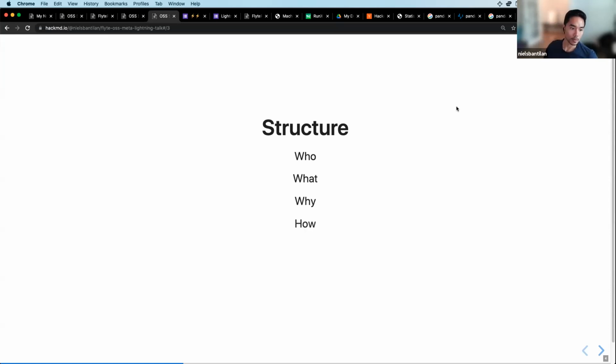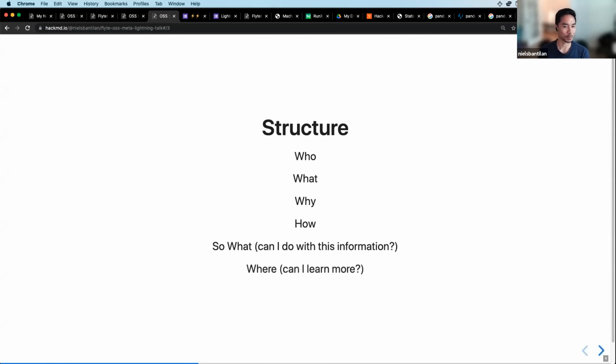Then go into how. If this is, say, a technical talk, this might go into how you did what you did. And the last two are important. The penultimate point here is, so what can I do with this information? This gives the speaker the chance to articulate why other people should care about this topic. I'll get into why lightning talks are important, and so what you can do about it.